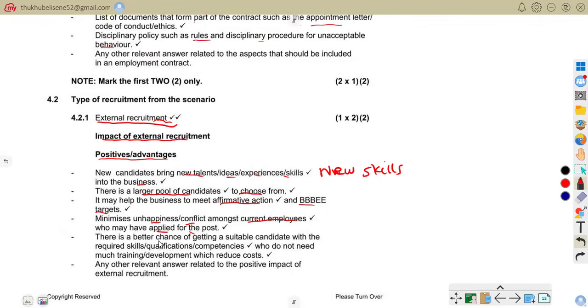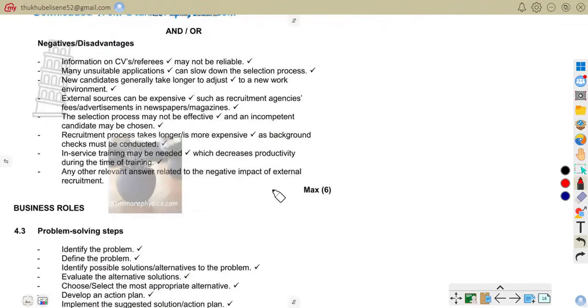There is a better chance of getting suitable candidates with the required skills, qualifications and competence, who do not need much training or development, which reduces cost. So costs are going to be reduced, more especially where you're going to get an experienced employee, because not much training is going to be needed. Hope you understand. Now let us see the negative side of this external recruitment method.